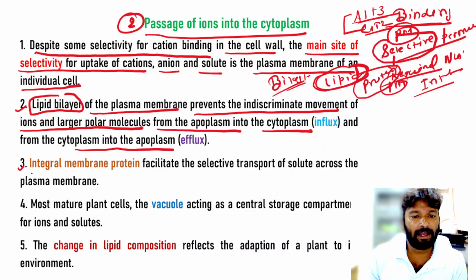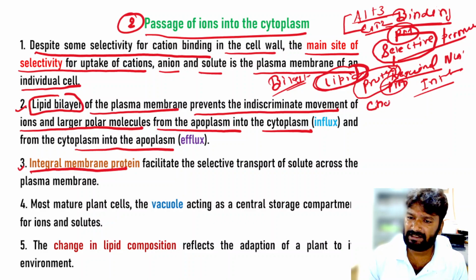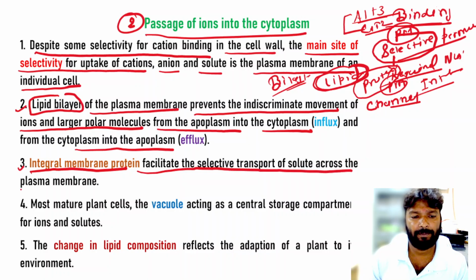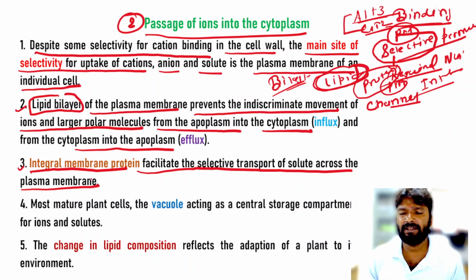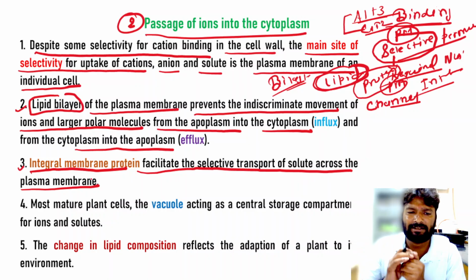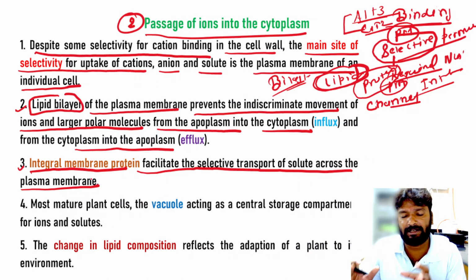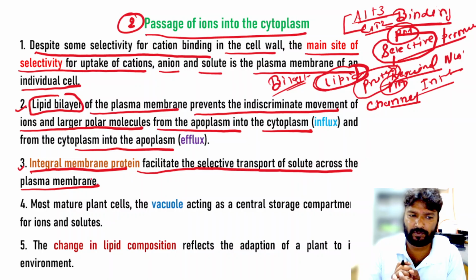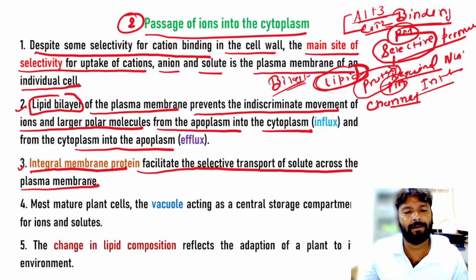But the integral membrane proteins, that work as channels, facilitate the selective transport of solutes across the plasma membranes. Means the plasma membrane restricts the indiscriminate movement of ions, but there are some integral proteins, channels and pumps, which facilitate the selective transport of solutes across the plasma membrane.